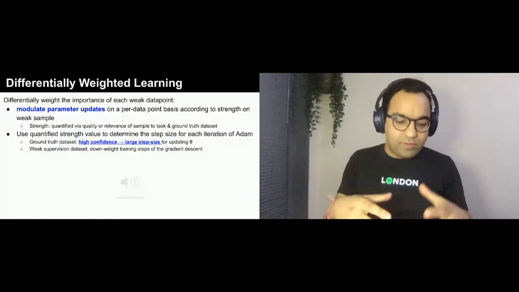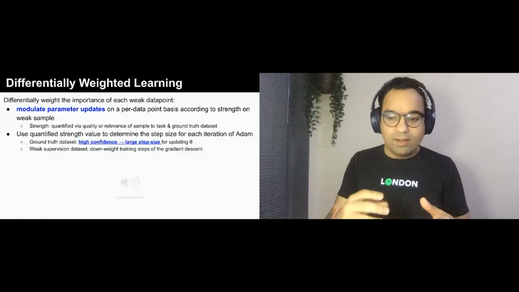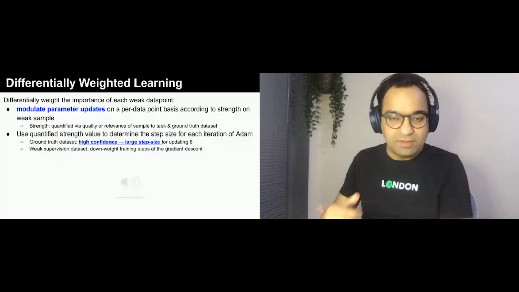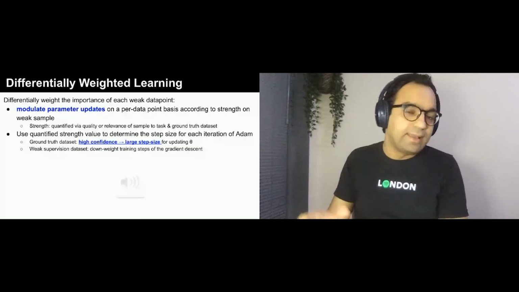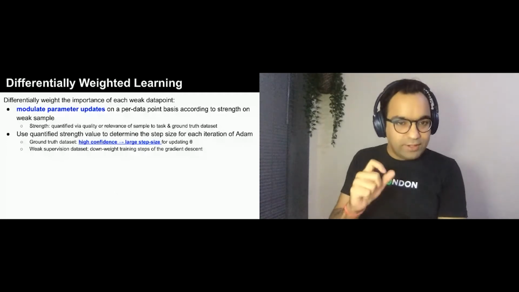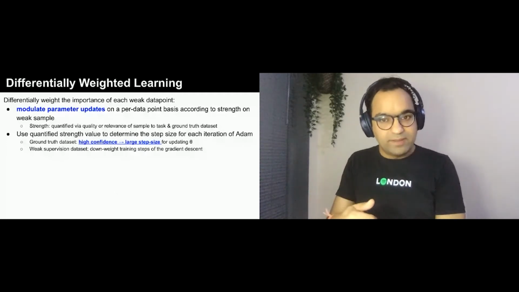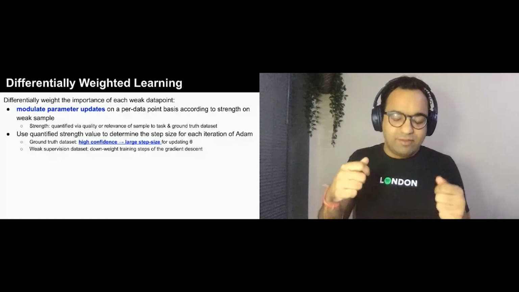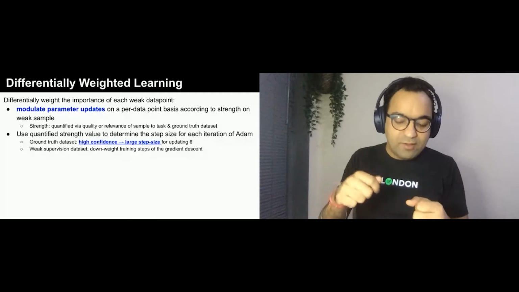So often when we are training these neural models, we rely on stochastic gradient descent or Adam, the optimizer, which is heavily used across the industry and academia for training these models at scale. Now, what we can do is modulate the parameter updates on a per data point basis. The intuition here is that if you have strong data, then I will trust it more.